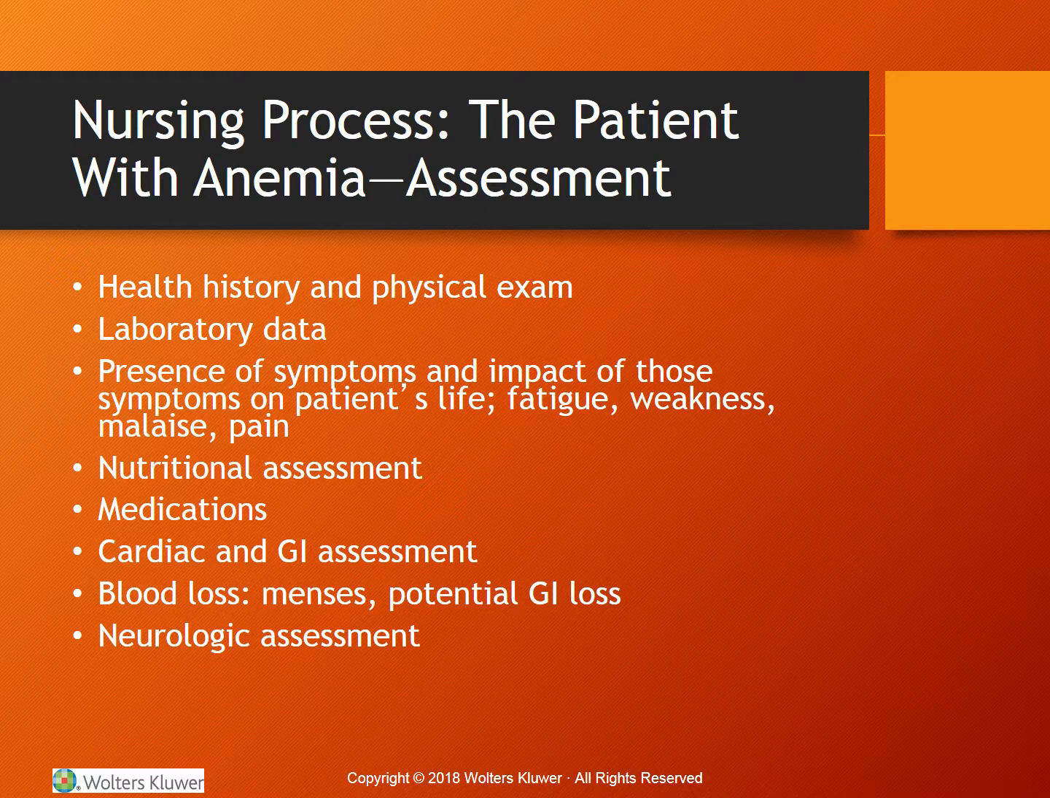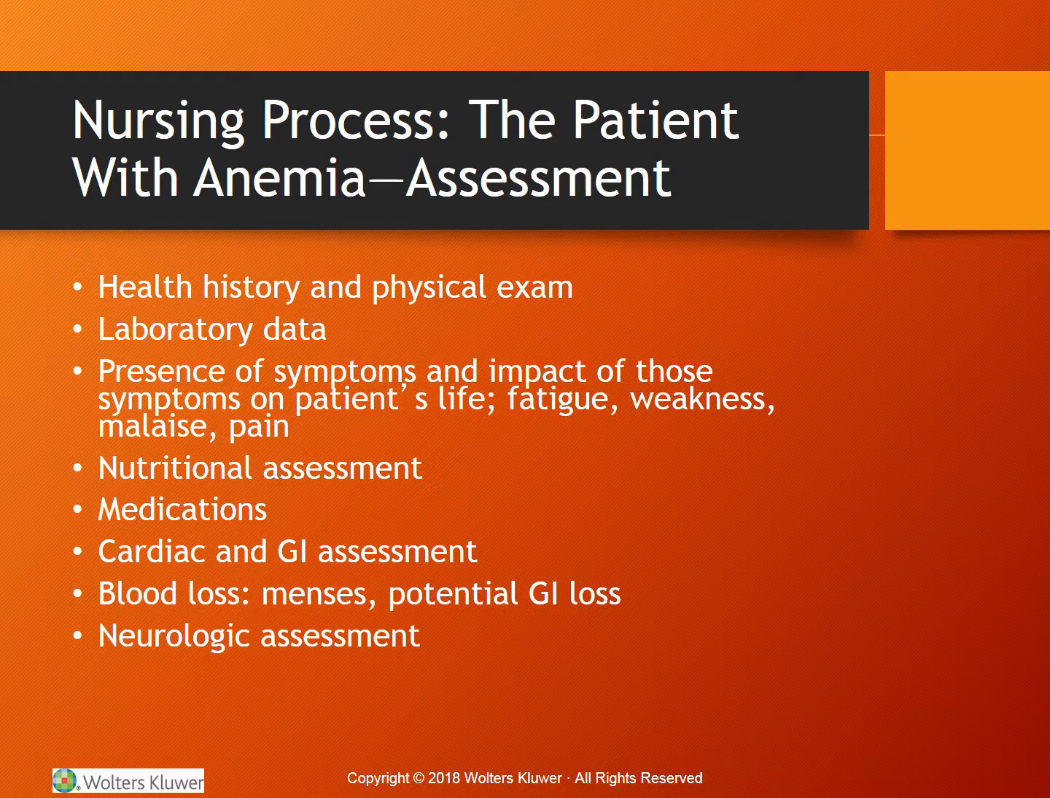Good cardiac and GI assessment. Do they notice any blood in their stool? We could be dealing with something like colon cancer, where they're losing a lot of blood. Blood loss for menses, especially in teenage girls. We see this, that's a big target group for iron deficiency anemia. And again, I was talking about the blood loss in the GI system.